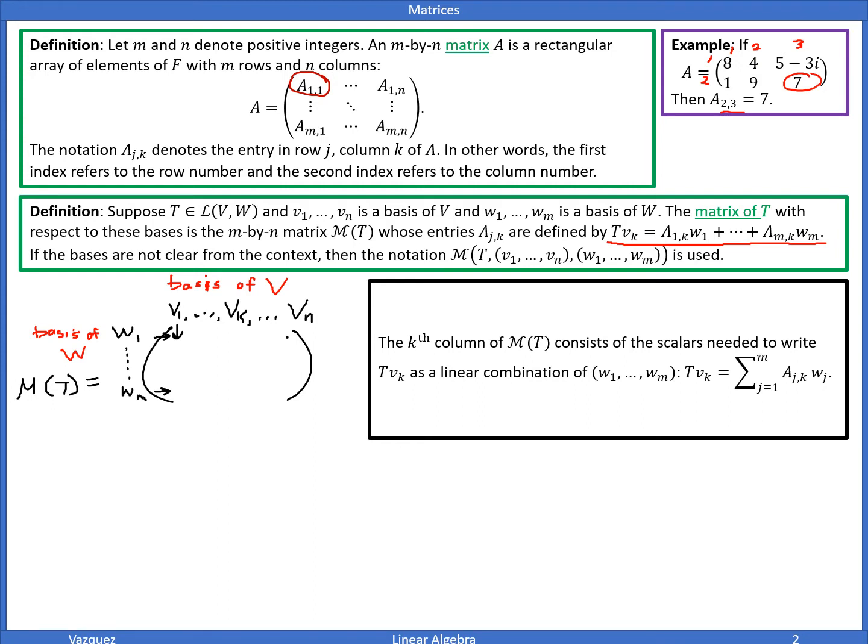Now, just keep this in mind, we're going to be using this a lot, that I'm circling again in red. Right here it says that the kth column of M(T) consists of the scalars needed to write T v_k as a linear combination of this basis, as our definition is telling us, such that we get this form: T v_k is equal to the sum from j = 1 to m of A_jk w_j. Now that's a lot. What does that even mean? Well, first of all, this is just rewriting what we saw up here.